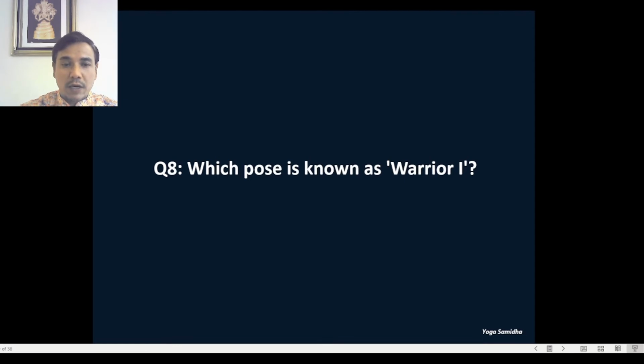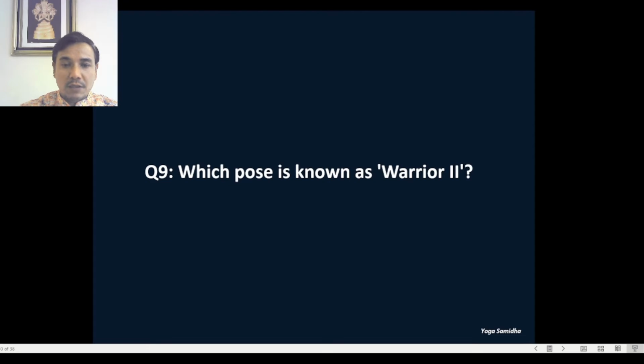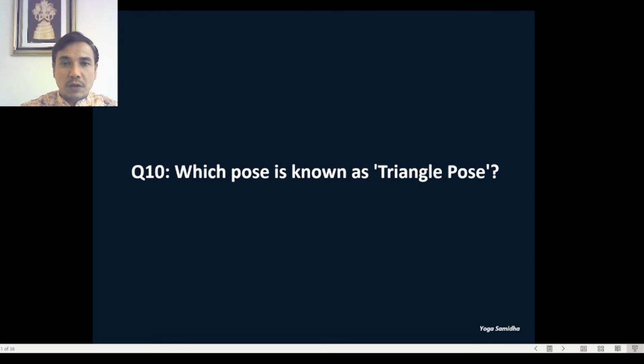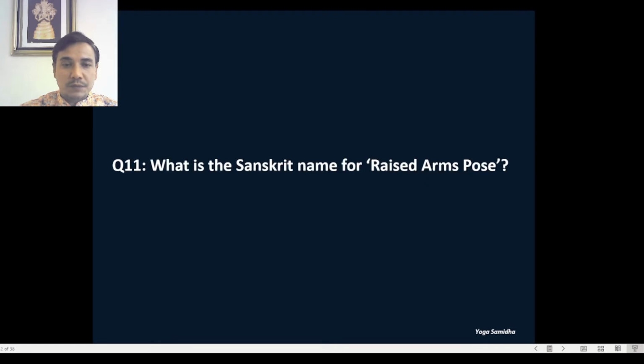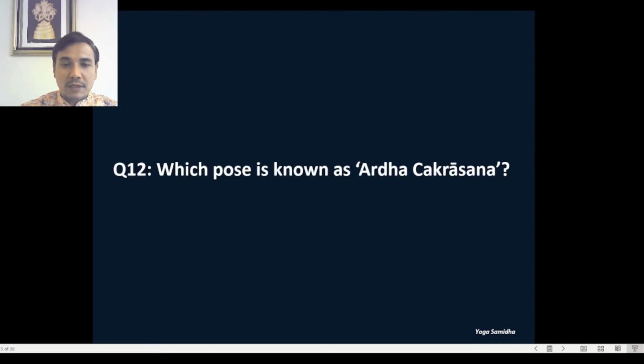Warrior 1. Question 9th, which pose is known as warrior 2? Warrior 2. Question 10th, which pose is known as triangle pose? Triangle pose. Question 11th, what is the Sanskrit name for raised arms pose? Raised arms pose. Question 12th, which pose is known as Ardha Chakrasan?